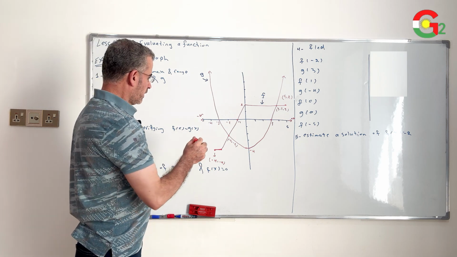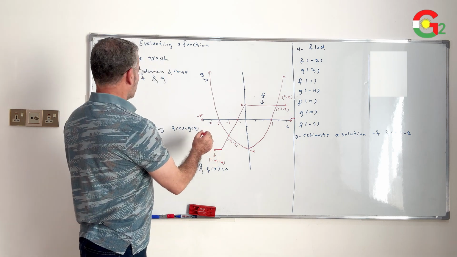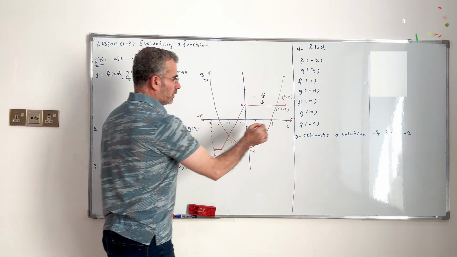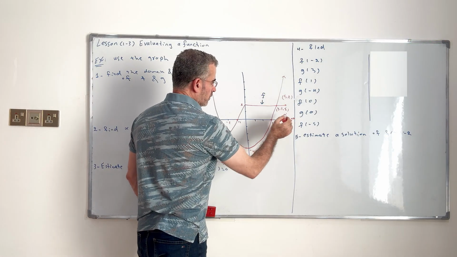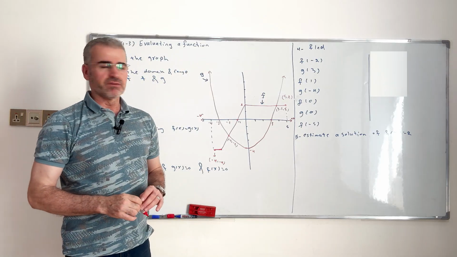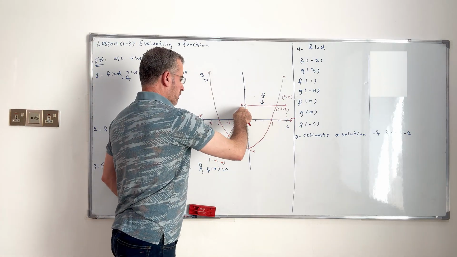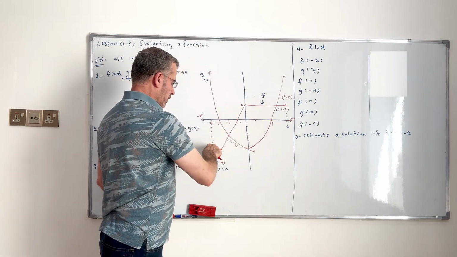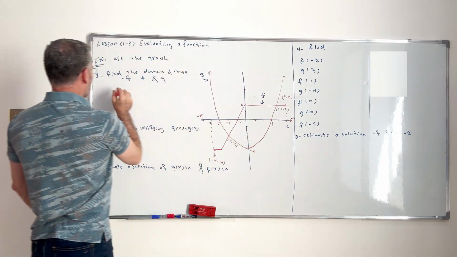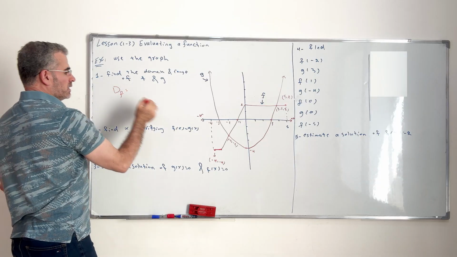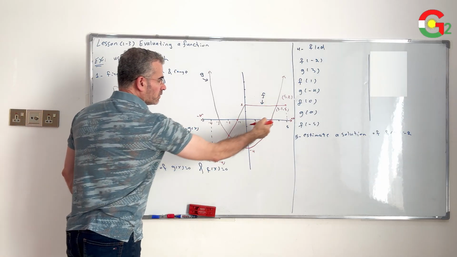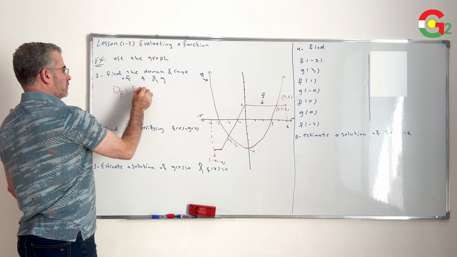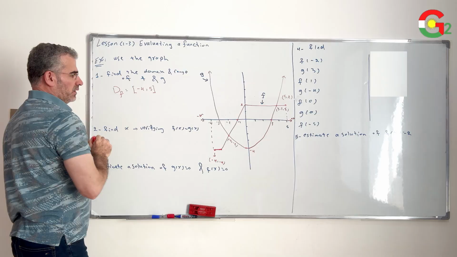Here we have the graph of the function f starting from negative 4 to 5, and the graph is continuous. There is no cut or jump in the graph. Then the domain of f is from negative 4 to 5, a closed interval.